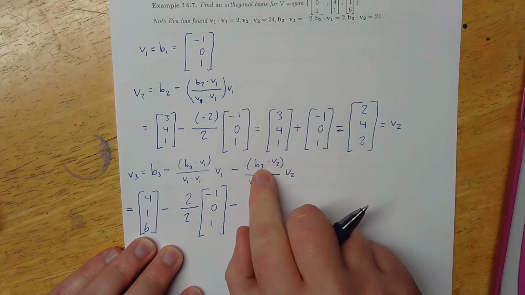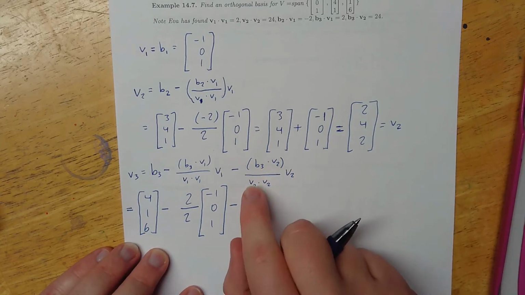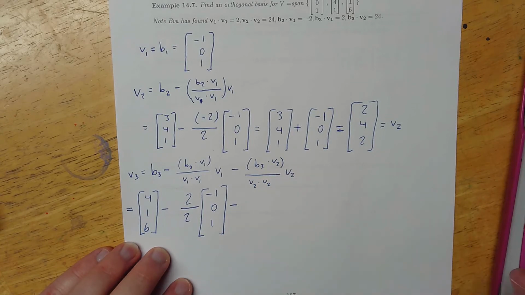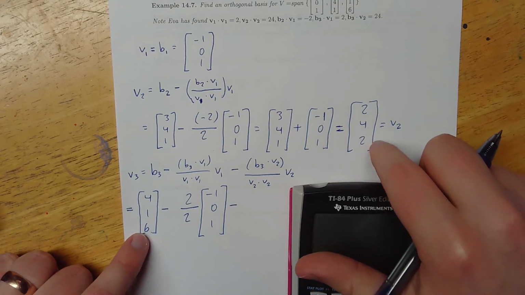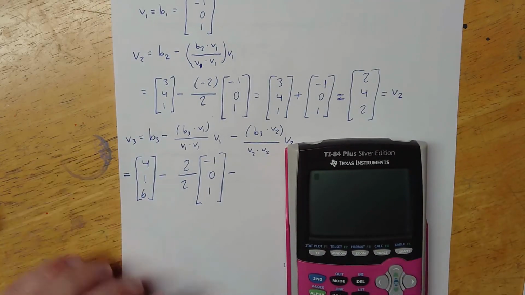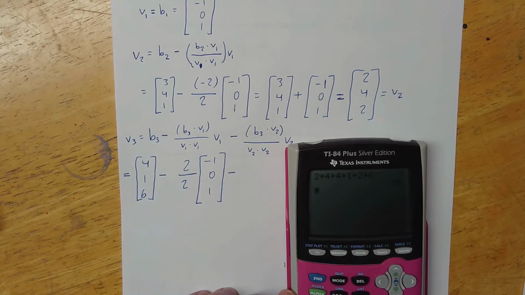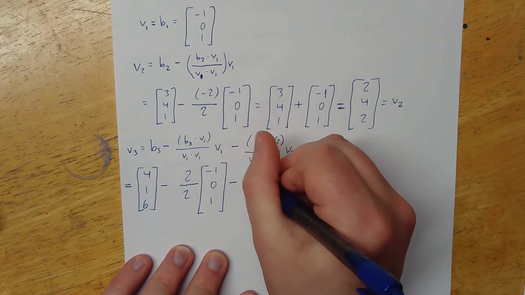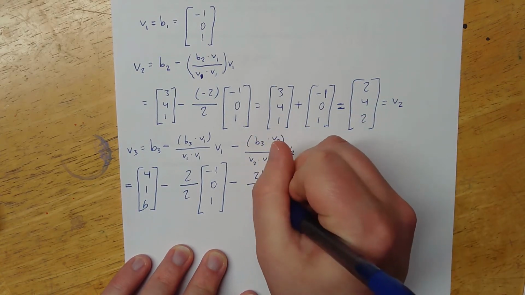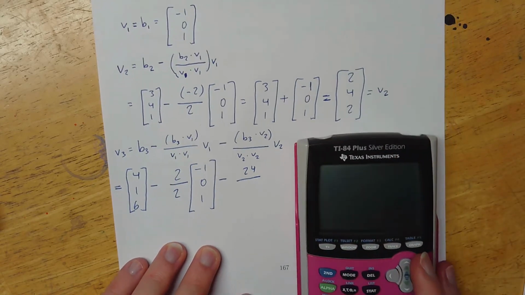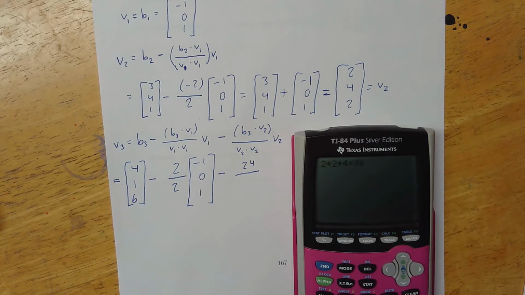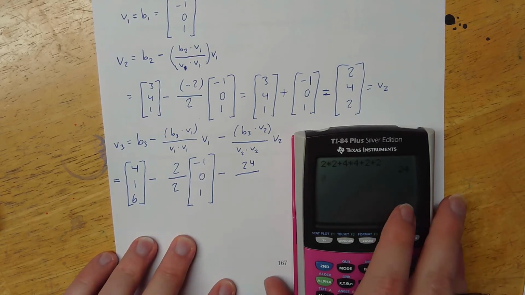Then we need to subtract B3 dotted with V2, divided by V2 dotted with itself, times V2. Let's first take the dot product of B3 and V2. When we do that, we get 2 times 4 plus 4 times 1 plus 2 times 6, which is 24. Then we also need to take the dot product of V2 with itself. We have not found this one yet. We get 2 times 2 plus 4 times 4 plus 2 times 2, and we should get 24.